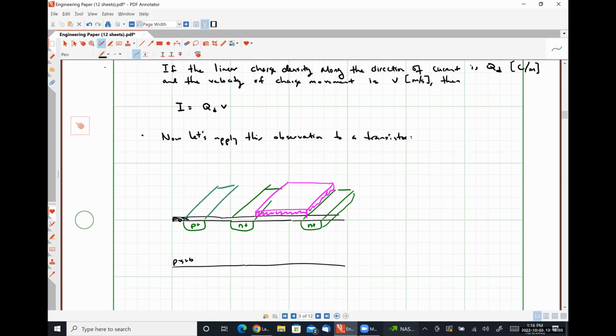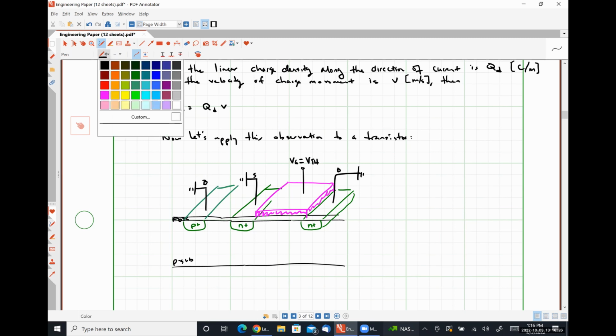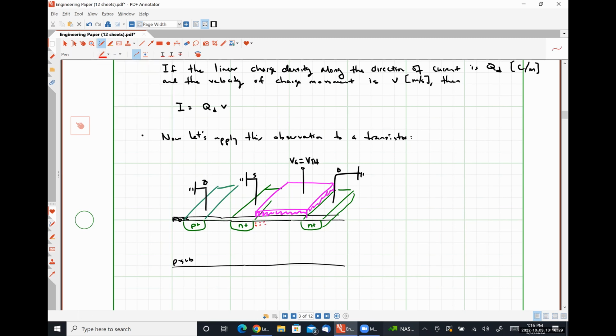All right, so this guy right here is our body connection. Let's say that it's grounded. This guy right here is our source, also grounded for now. This guy right here is our drain that's grounded. And here is our gate terminal, where we have VG equal to VTH, such that we have free negative charge available for conduction between our source and our drain.